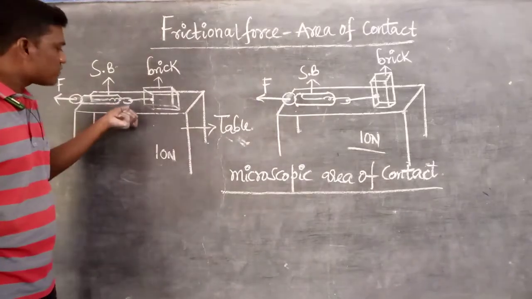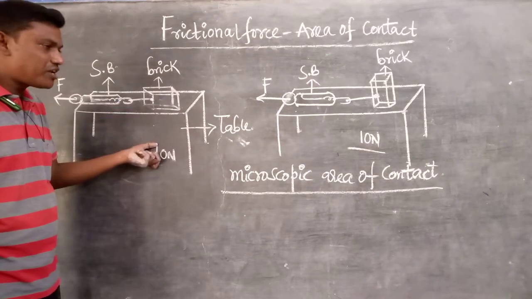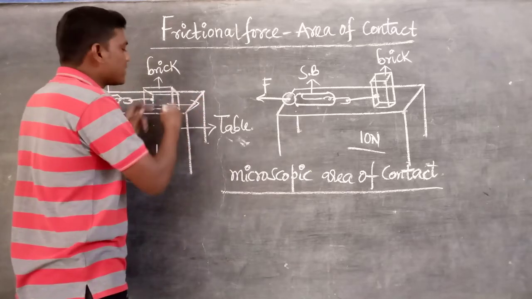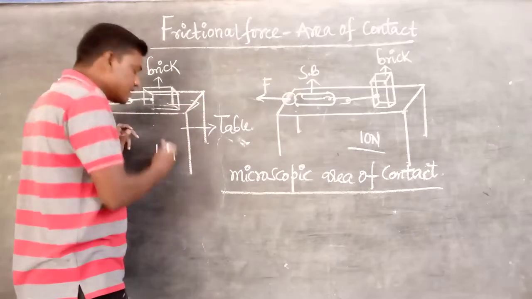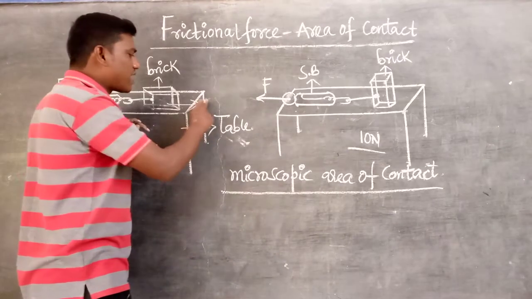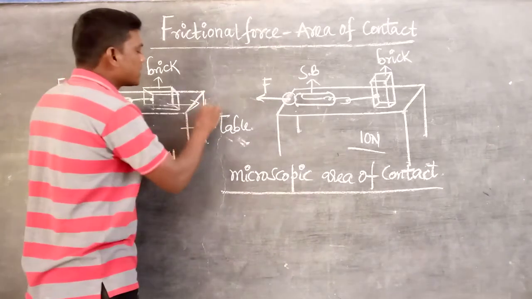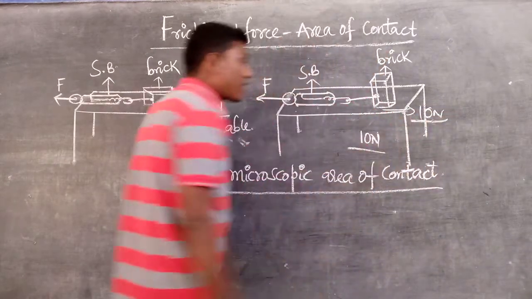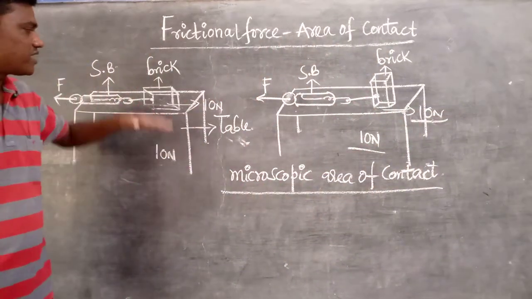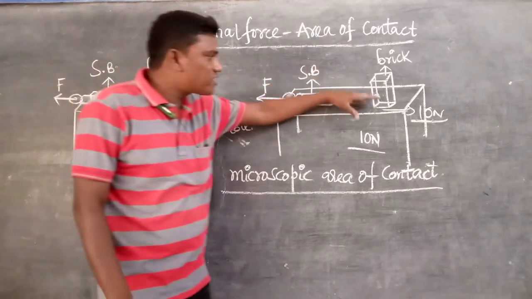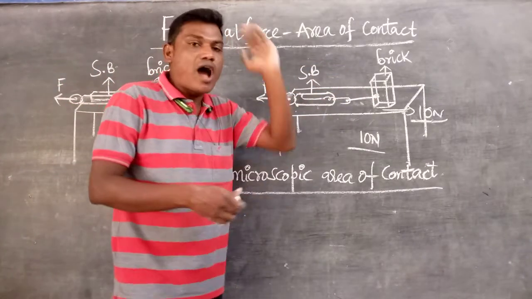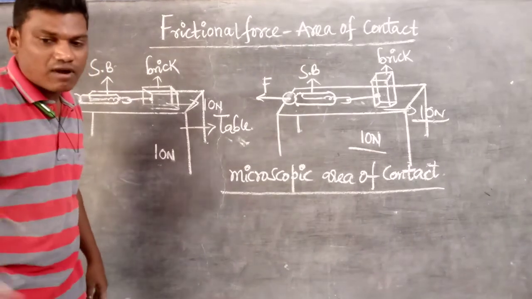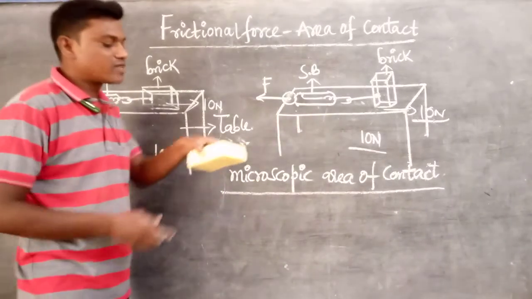So in the first case, when you apply 10 Newton, it is set into motion, which means the frictional force offered by the brick is slightly less than 10, something like 9.99. Maybe you can say 10 Newton. Here also, how much? 10 Newton. That's why, when the brick is placed either horizontal or vertical, the frictional force offered on the brick is the same. But how can we understand the area of contact? Listen very carefully.